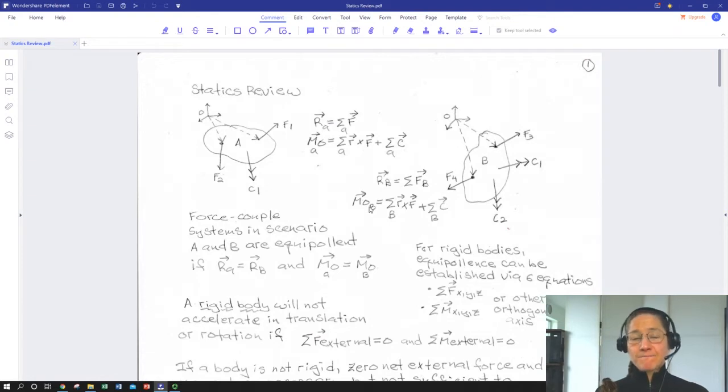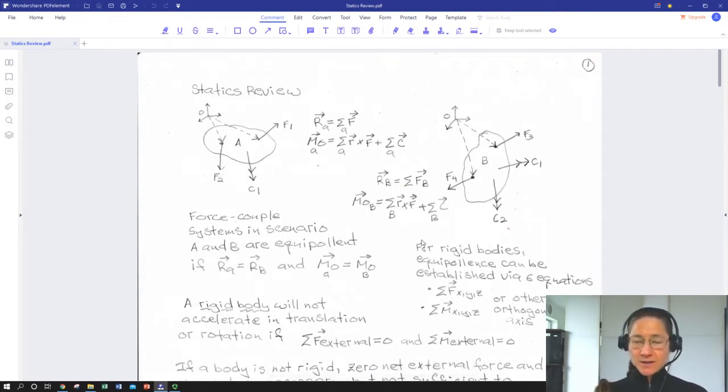Now we can say that this concatenation of forces and couples acting on body A are equipollent or equivalent to the ones acting on body B if the resultant force RA is equal to RB, and that's a vector quantity, of course, so it's going to have to be pointing in the same direction and have the same magnitude. And of course if the vector expression for the resultant moment acting on body A is the same as acting on body B. So that's just a review of what does it take to have an equivalent force moment system.